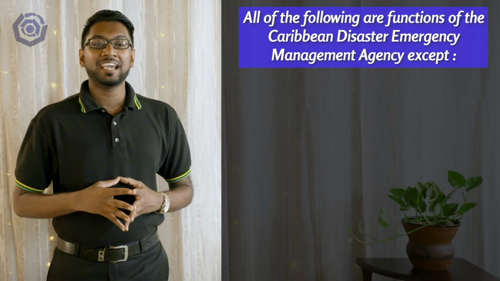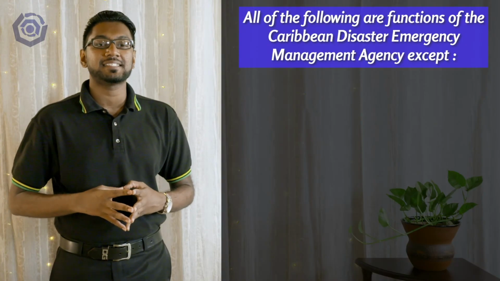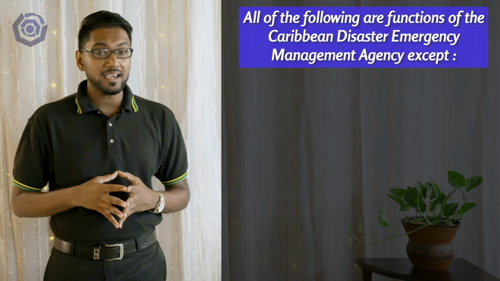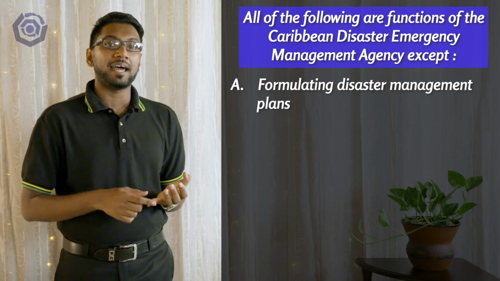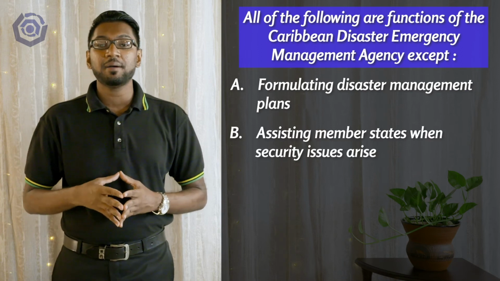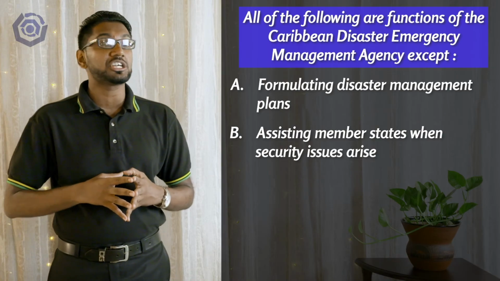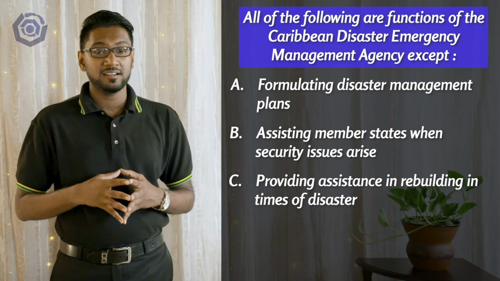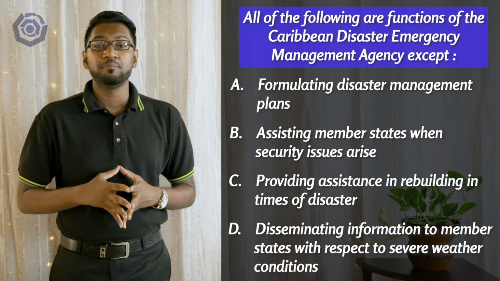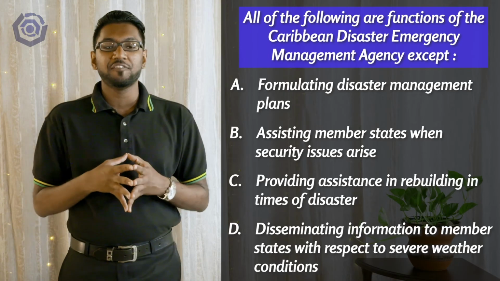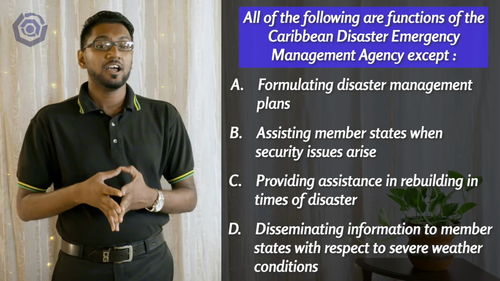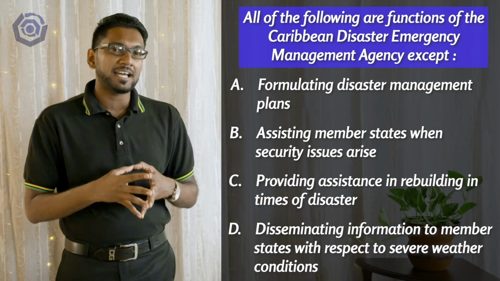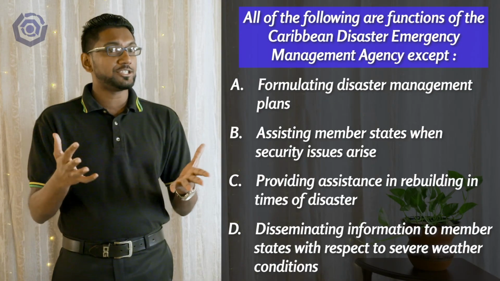All of the following are functions of the Caribbean Disaster Emergency Management Agency except: A, formulating disaster management plans; B, assisting member states when security issues arise; C, providing assistance in rebuilding in times of disaster; D, disseminating information to member states with respect to severe weather conditions. All of these are functions of the Caribbean Disaster Emergency Management Agency except which one?